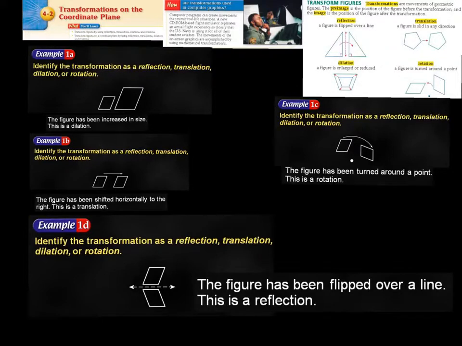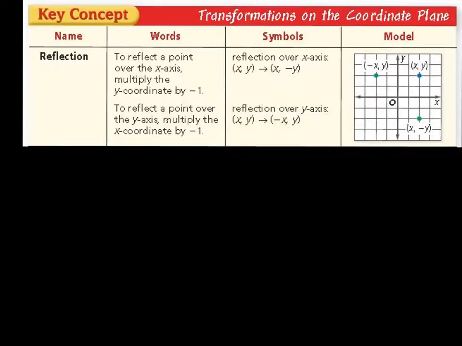Next, we're going to look at all of the rules for reflections, translations, dilations that we can apply to ordered pairs to make them happen. If we would like to reflect over the x-axis, we're going to multiply the y-coordinate by -1, so this is the rule you need to write down. To reflect over the y-axis, multiply the x-coordinate by -1, and they show it graphically there as well.